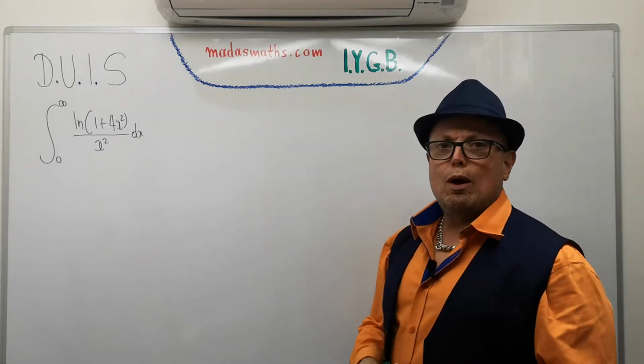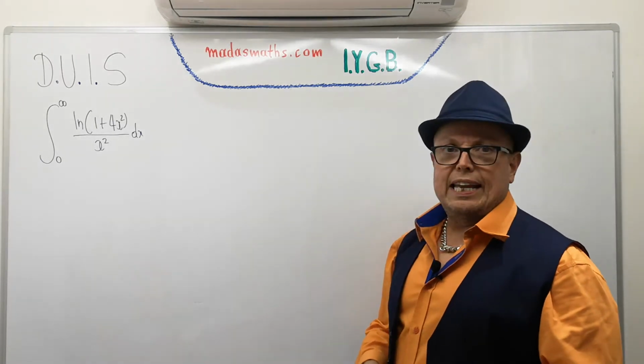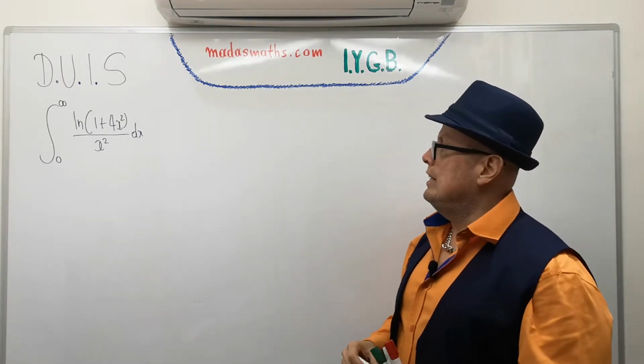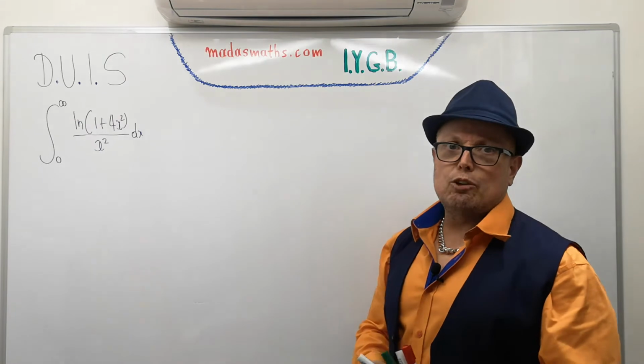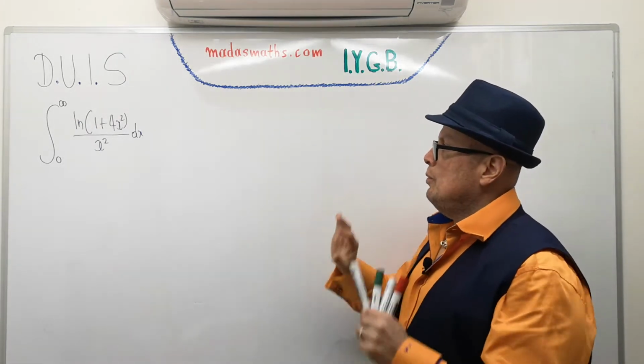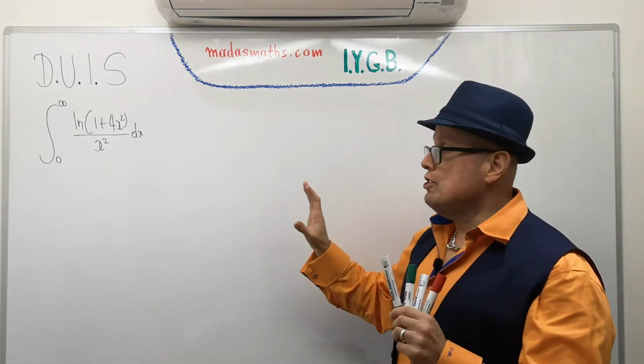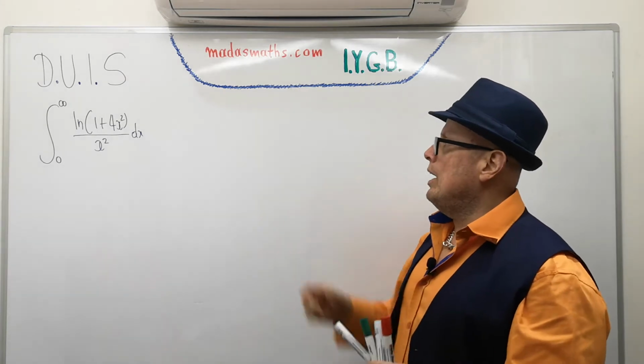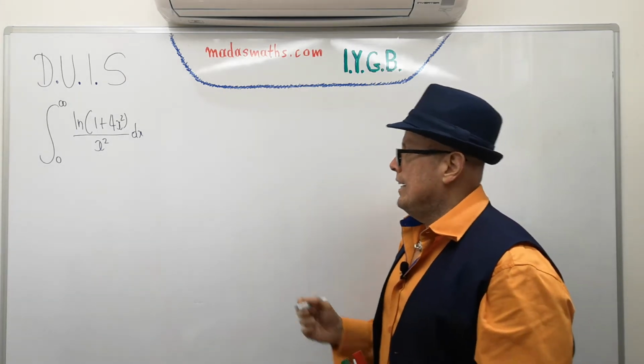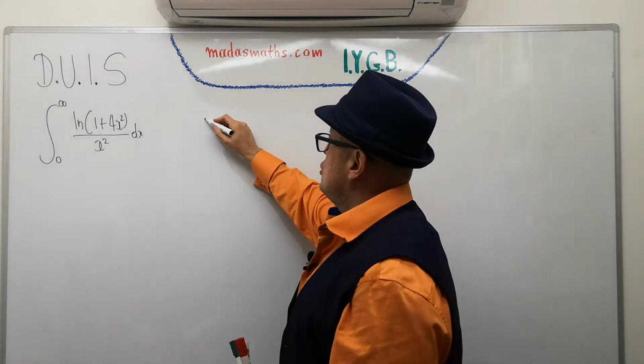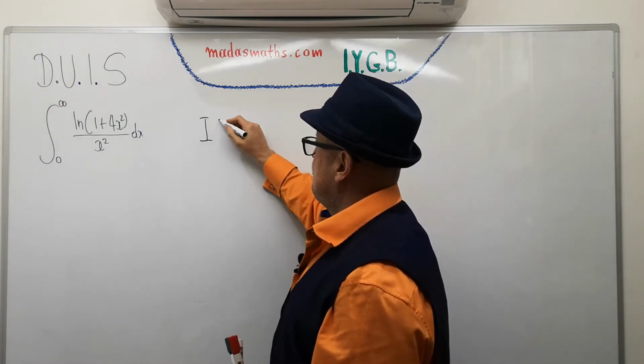The log of 1 plus 4x squared over x squared integrated from 0 to infinity. We have to assume that this particular integral converges. So if we assume that this is a convergent integral, then we can proceed by this particular technique. So the first step to do is to introduce a parameter.